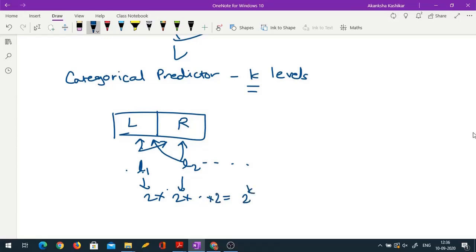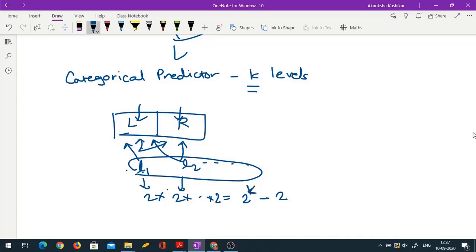But is this answer correct? Give it a bit more thought. Are there some possibilities which I want to avoid? Correct. One possibility is all these levels ending up in the left node. We don't want that. We want both the nodes to be non-empty, right? So I want to subtract that, and similarly I want to subtract the possibility of all of them being in the right node also. So this is 2 raised to k minus 2.